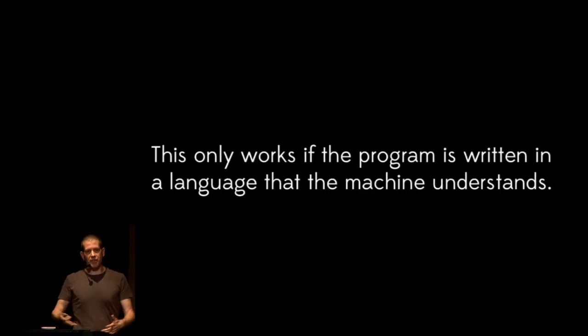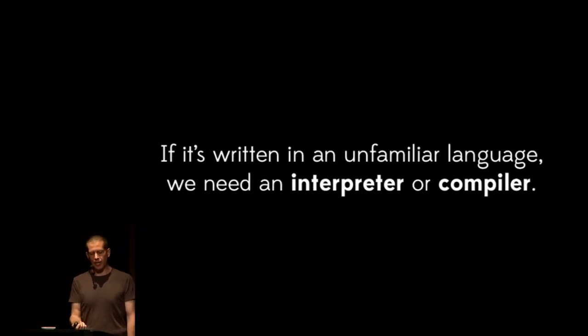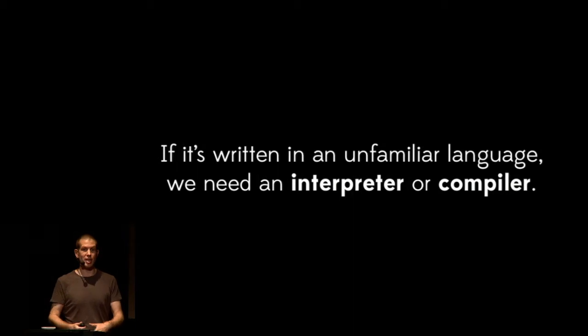Now, that simple idea of what it means to run a program only makes sense if the program is already written in a language that the underlying machine understands. So that typically would be machine code if you're going to be running it on a physical machine. Or if you've got a virtual machine like the JVM, your program might be written in a slightly higher level language like Java bytecode. But if your program's written in a language that is unfamiliar to the physical or virtual machine, then you need something else. You need an interpreter or a compiler to be able to run that program for you.